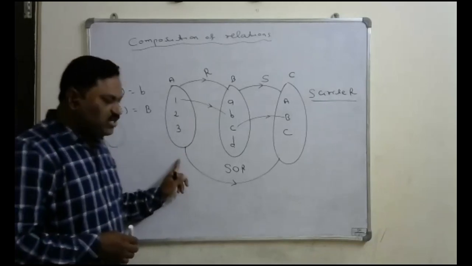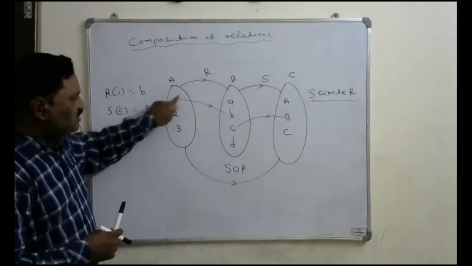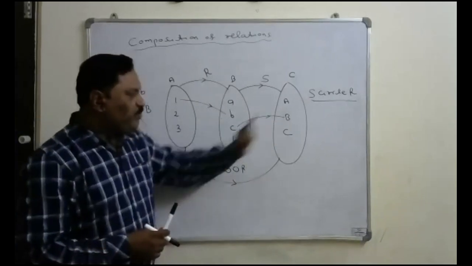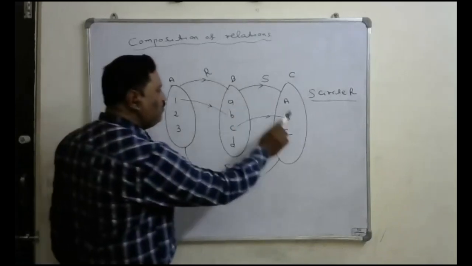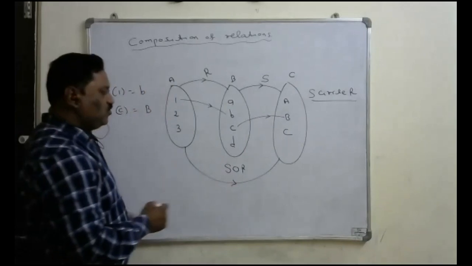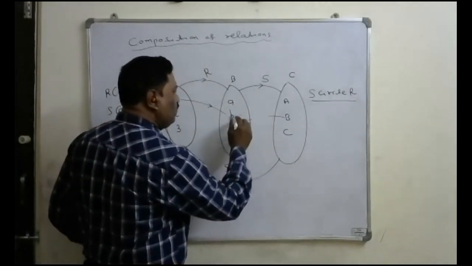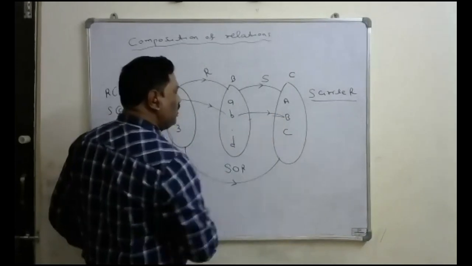Now, the relation is from A to C. Here 1 is related to B and C is related to B, which means the relation is 1 to B or C. Otherwise, directly, let us assume that B is related to B.